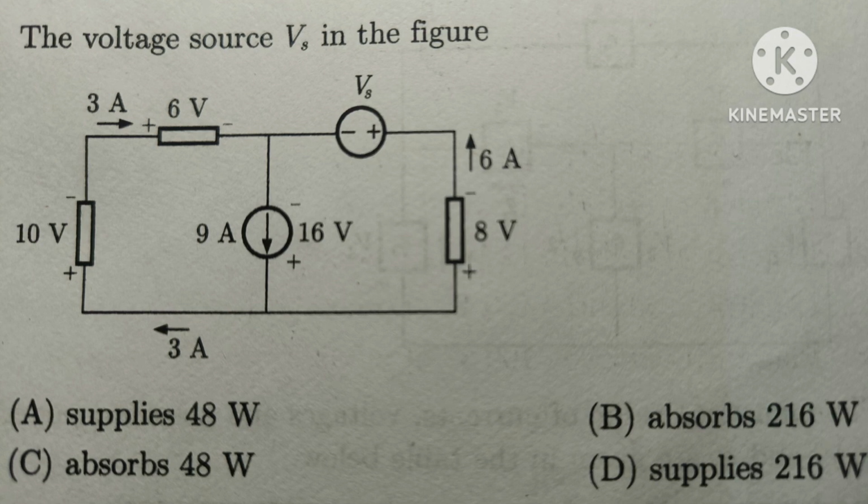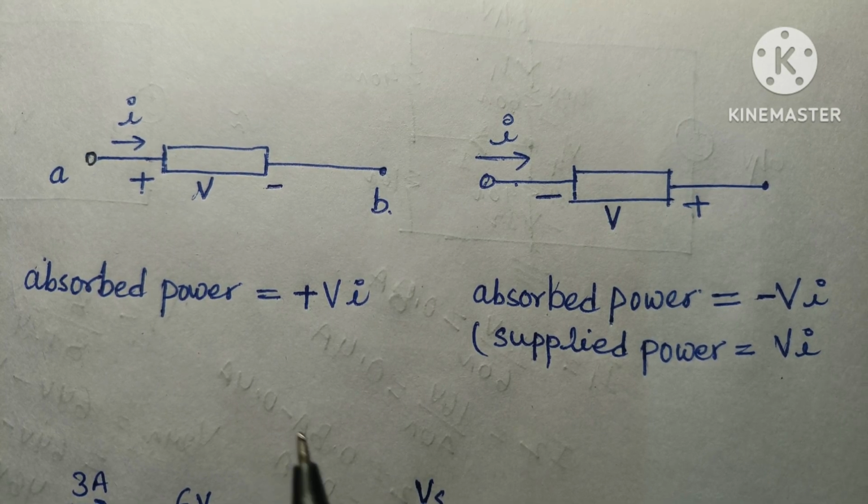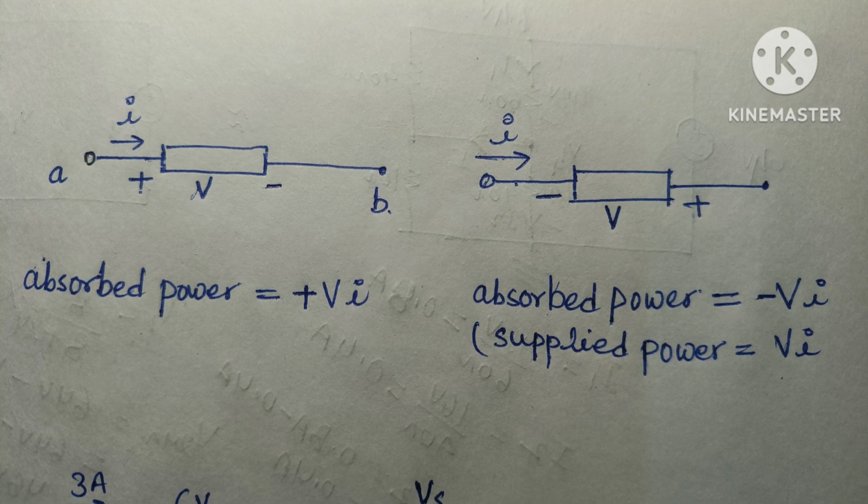So let's see how we can solve this question. Let us know the concept of absorbed power in a circuit and power supplied by elements in a circuit. First of all, let us know whether an element will supply the power or absorb the power. How can we understand? By seeing the nature of current and voltage in the circuit.